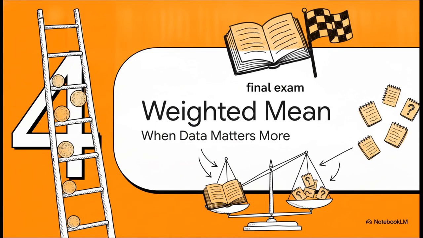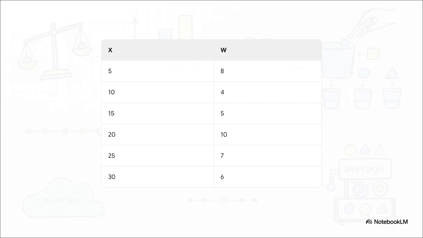Finally, step 4, weighted mean. This is for when some data matters more. We've reached the top of the ladder. Now, standard averages assume every data point has an equal voice. But what if you're calculating something like a final grade, where a final exam is worth way more than a weekly quiz? Looking at this dataset, we see each X observation is accompanied not by a frequency, but by a W, a specific weight of importance. For instance, the observation 20 carries a hefty weight of 10, while the observation 10 only carries a weight of 4. We absolutely cannot treat these equally.